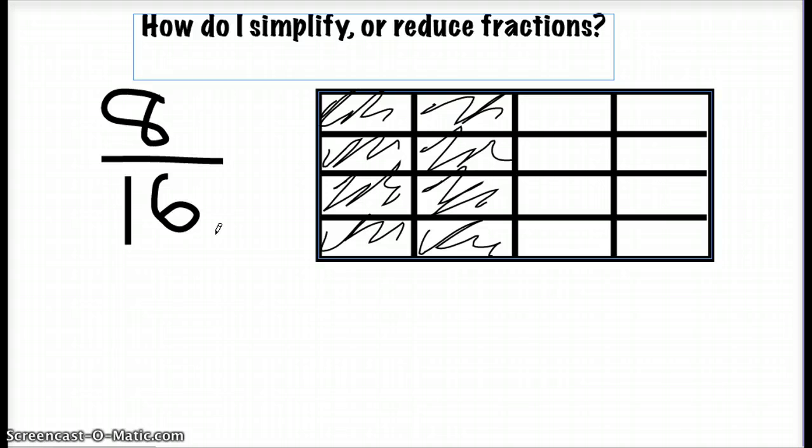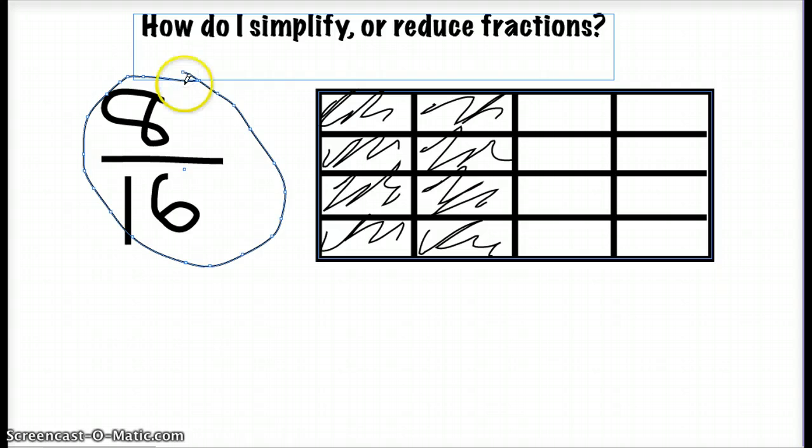And from what we know about factors, factors are numbers that can be multiplied by another number to get a product. So what I need to do is say, when I look at this fraction, 8/16, what are some common factors that they have? Well, I know that 8 is a factor of 16. So I'm going to start by dividing the top and the bottom number by 8.